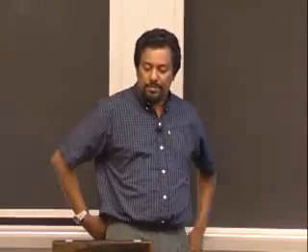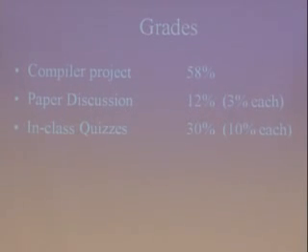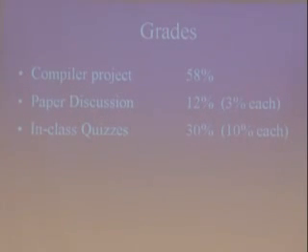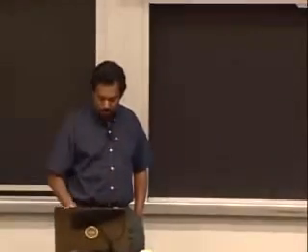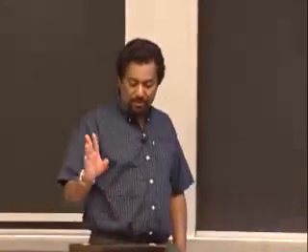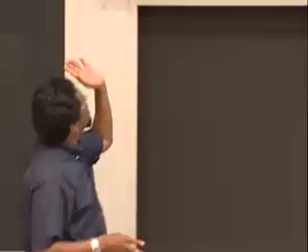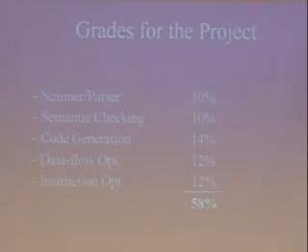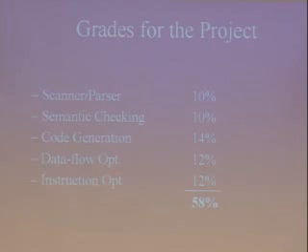So, as you expect, this is a class that's a huge project. So most of the grade is based on the project. We are doing this interesting thing called paper discussion that I will get to in a few seconds. And then we are going to have 3 quizzes. And that constitutes your grade. And the project is also, the biggest part is the code generation part, and then we have 2 optimization parts coming on. So this is how we are going to divide the grade.